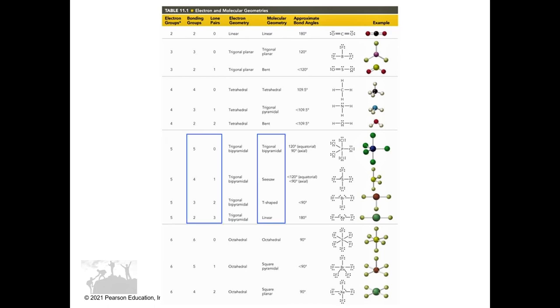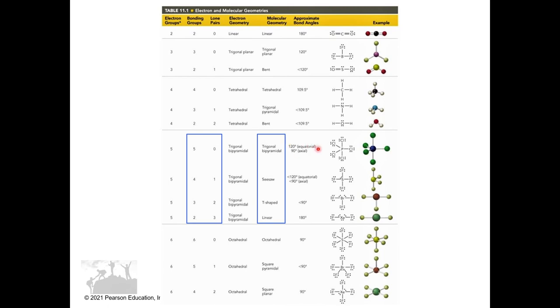Okay, now the next one. Molecular geometry. This is where it gets a little bit more complicated, but not so much if you start off with trigonal bipyramidal. As you go down the column, you're adding a lone pair and taking away a bonding group. So the next molecular geometry that we have is seesaw. So if you know how to draw these molecular geometries, you'll know the names of the shapes. Okay, our seesaw molecular geometry actually looks like a seesaw. Next is T-shaped. Well, there you go, there's our letter T. And linear. All right, we formed a line here.